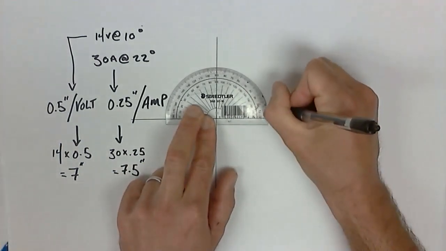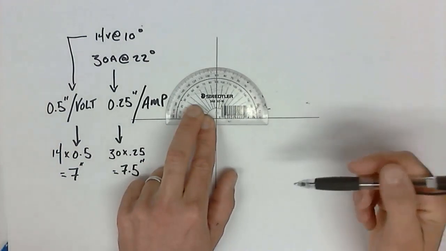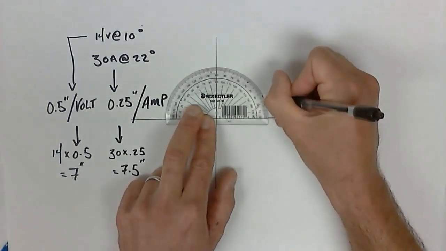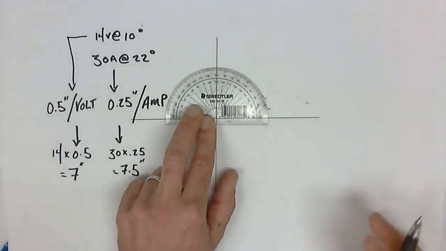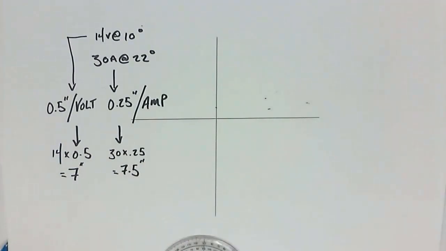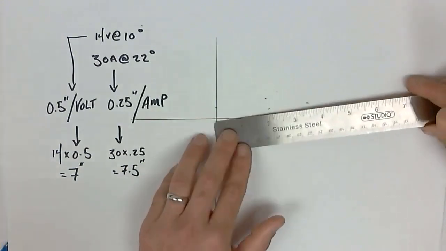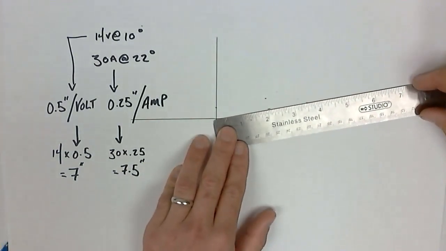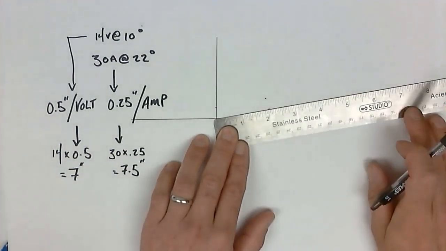So 10 degrees for me is right here. And I'm also going to list the 22 degrees. I'm going to sketch that right there. So I got 10 degrees and 22 degrees. Now I take my ruler, and because it's imperial, I chose imperial because the numbers are huge on my ruler here. You can actually see them.